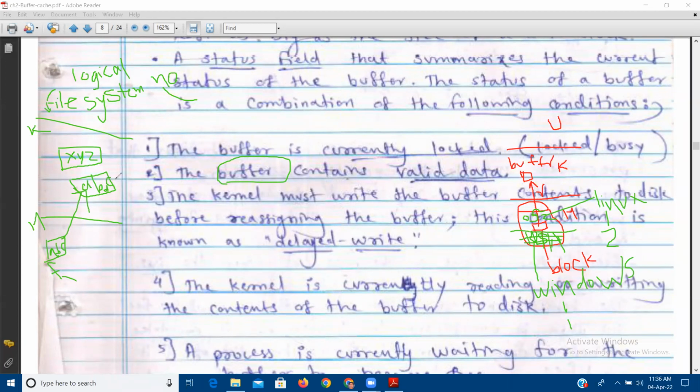So what happens? My buffer copy will differ from the disk copy, right? My in-core copy will differ from the disk copy. What do I need to do?